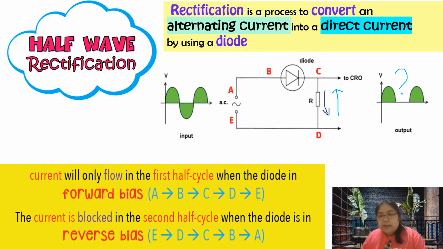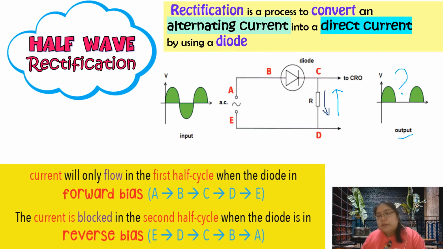You see the output result, that one is a half wave. That means you can read only the first cycle. The second cycle you cannot read, then the third cycle you can read, and the fourth you cannot read. So this one converts half wave only. This is the first one, half-wave rectification.